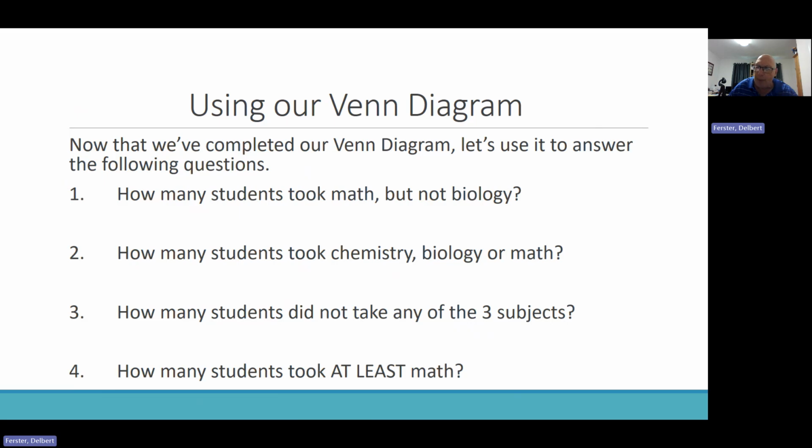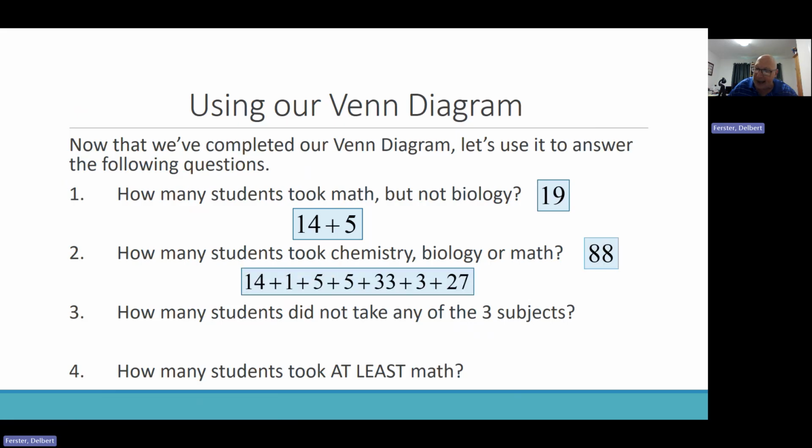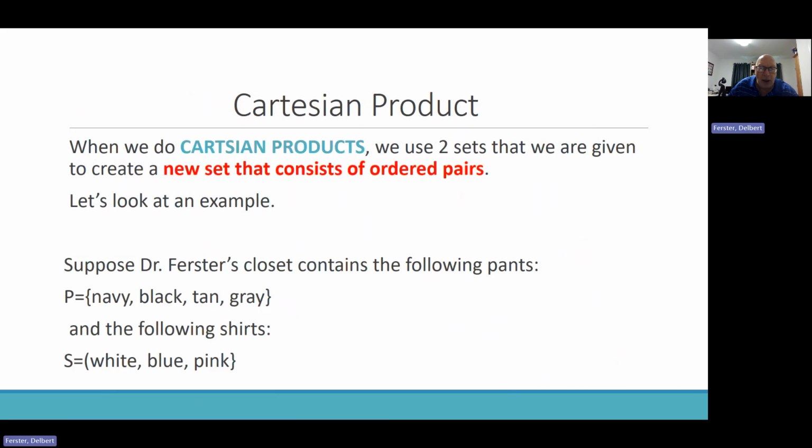Okay, again, this is going to be a problem because you don't have it in front of you, but you can refer back. Students who took math but not biology, 19. Those were the numbers that got added, the 14 and the 5. Students who took chem, math, or bio, that's a lot to add together. You just had to be in one of those circles or another. Didn't take any. That one we kind of got. How many took at least math? All right, at least math is 25. Math in tandem with anything else. All right, those are the numbers that got added.